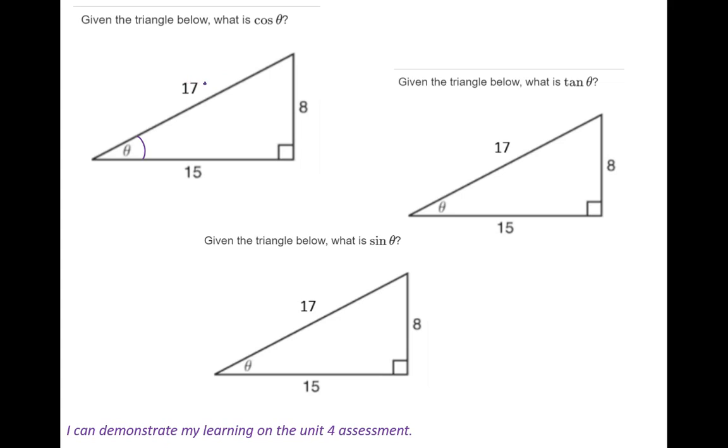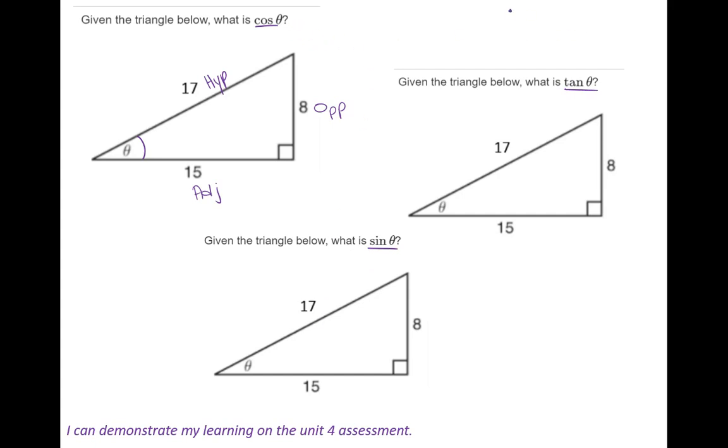My hypotenuse is what I'm going to start with, always across from the 90. Then we have the opposite, which is across from the angle, the other side of the triangle from the angle. So that would be 8 is the opposite. And then finally, next to the angle is the adjacent. All right, so once I have them labeled, then I'm going to go through and find, we have 3 different questions: cosine, tangent, and sine.